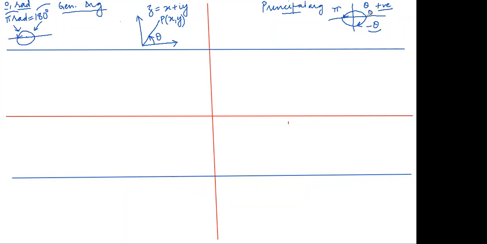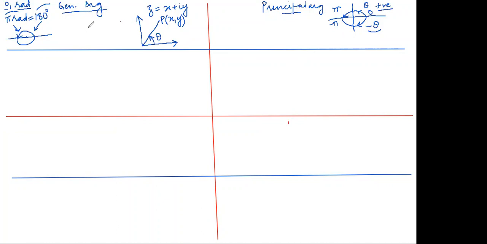Suppose I talk about this angle, this angle will be minus pi by 2 or minus 90 degrees. If I talk about this angle, going in the anti-clockwise direction, I'll say pi by 2. So principal argument is basically minus pi to pi. This is the range of principal argument. Very simple. Now, when I talk about general argument, you will see the difference.